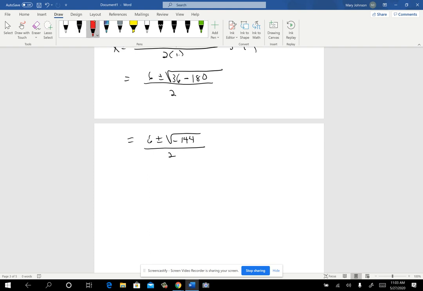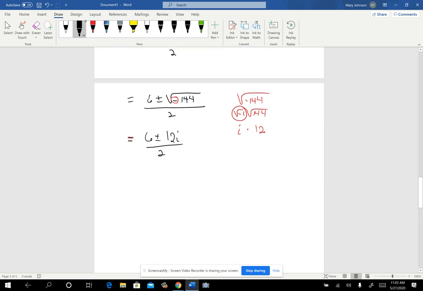All right, now, see that negative right there? That means we're going to have an imaginary number. We're going to get an i on this. So we're going to come over here with the square root of negative 144. And we already know we're going to have an i because that's giving us i. And then 144 turns out to be a perfect square, just 12. And so we have 6 plus or minus 12i all over 2.